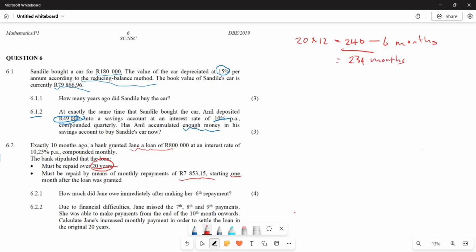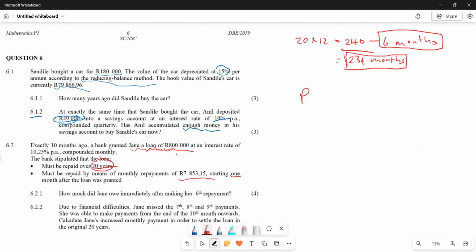Because we want to find out, after she has only paid for 6 months, how much she will owe. So we want to find out, for the remaining 234 months, how much will be the outstanding balance from there. So this is going to be part of your present value annuity, because this is a loan, right? So this is the money that she is going to have now and pay for later.